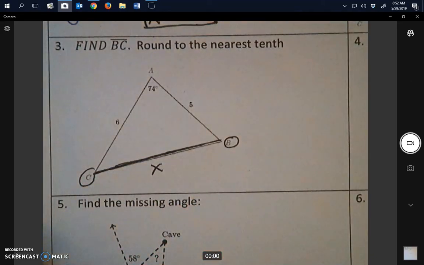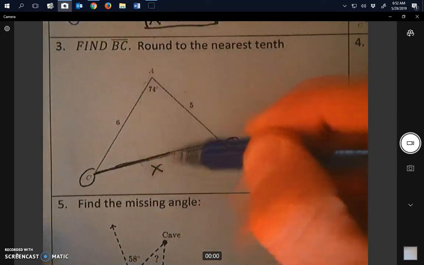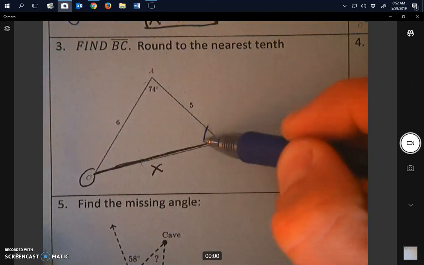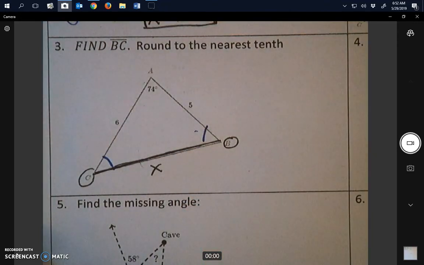All right, so first we want to see if we can use law of sines. Well, do we have a relationship anywhere? We're looking for this one. So we want a relationship, but we don't have it. And then if we look, we don't have this angle, nor this angle. So we don't have a relationship between a side and an angle. So we have to use law of cosines.